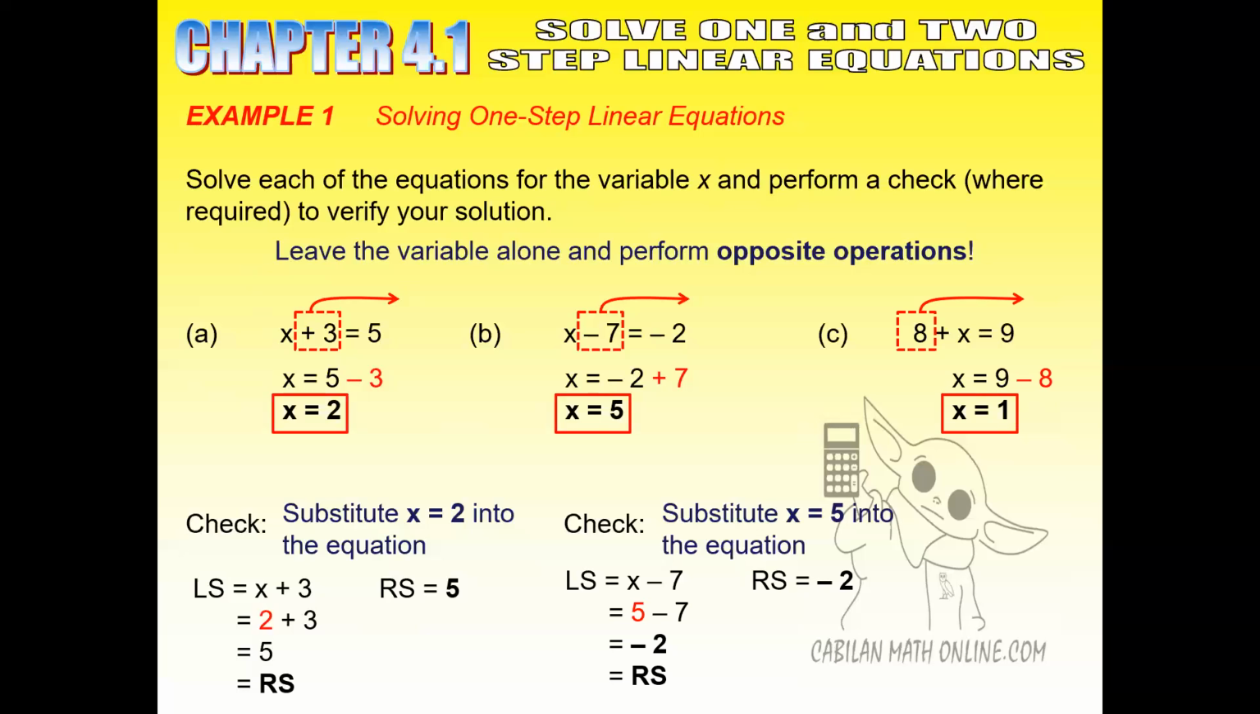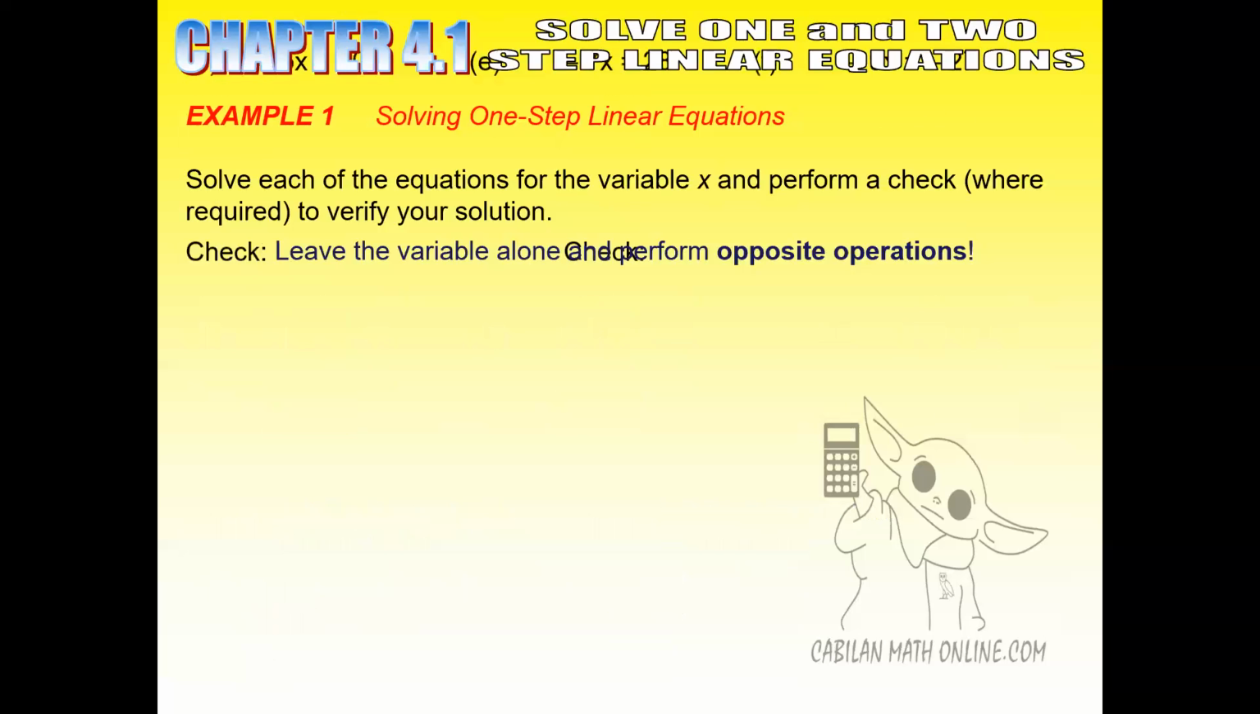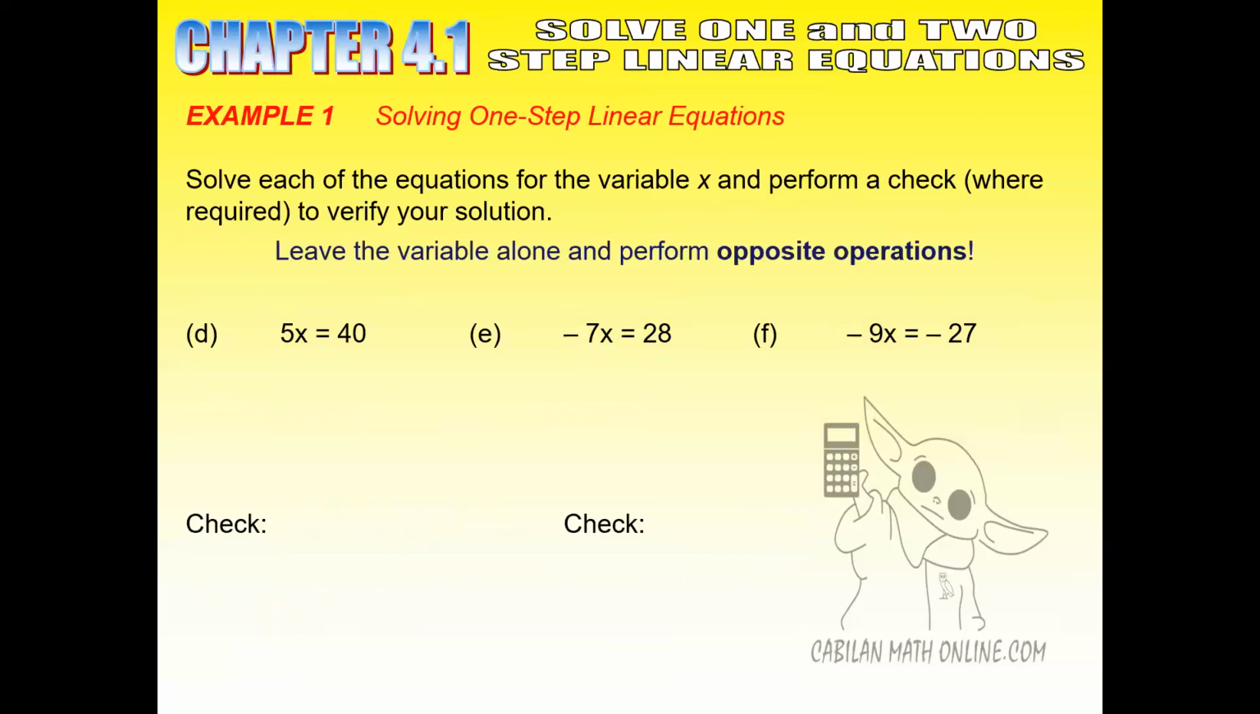Now, that's going to be different from what we're going to see in this next one, because if you take a look at the next set of examples, notice what we have here is a number and a letter. However, the number and the letter are grouped together. Now, you can see in the top part, it says leave the variable alone by performing opposite operations.